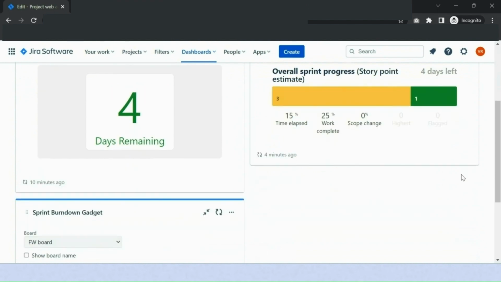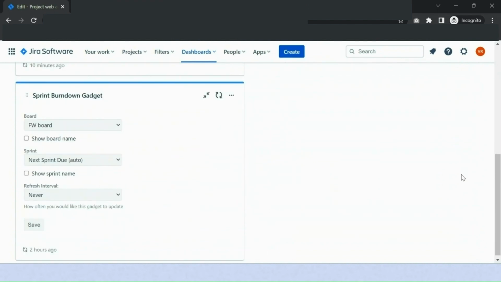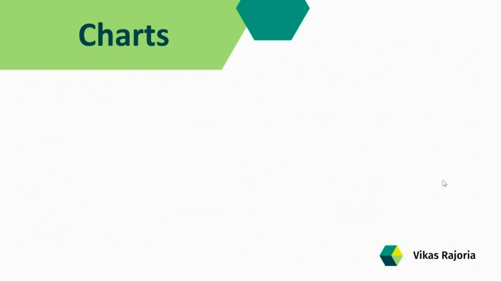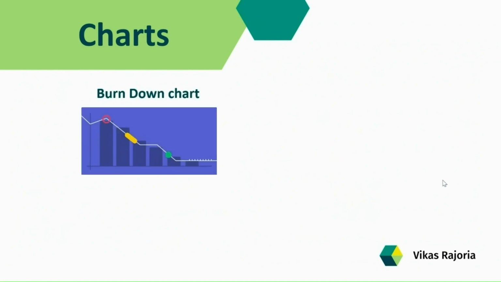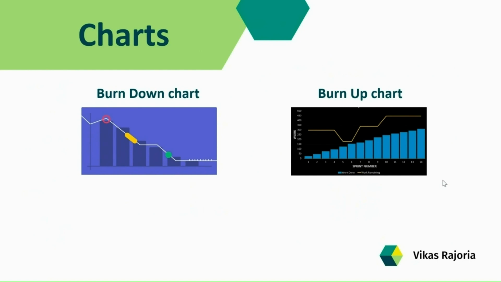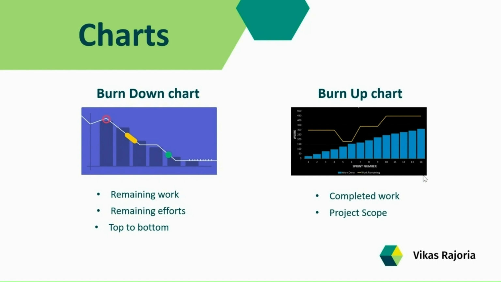Our next gadget is sprint burndown. In a sprint, there are two types of charts. The first one is the burn down chart and the second is the burn up chart. The burn down chart shows the remaining amount of work or remaining efforts on the project. In the burn down chart, the line goes from top to bottom as the team makes progress. And the second chart is the burn up chart. Basically, the burn up chart shows how much work has been completed and the total scope of the project. And the pattern of the burn up chart goes from bottom to upwards.